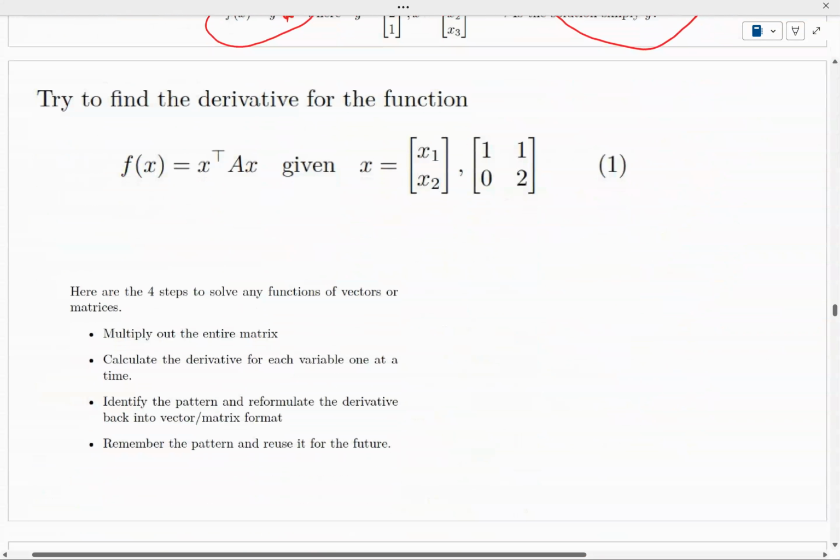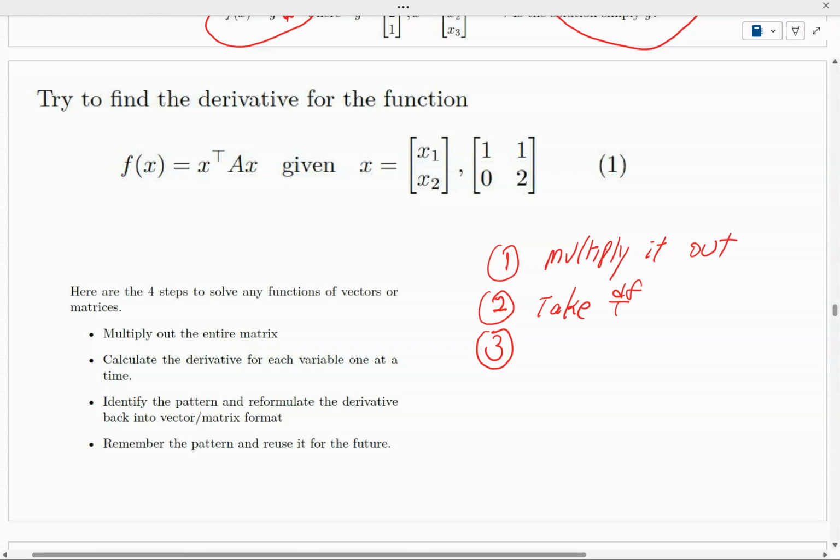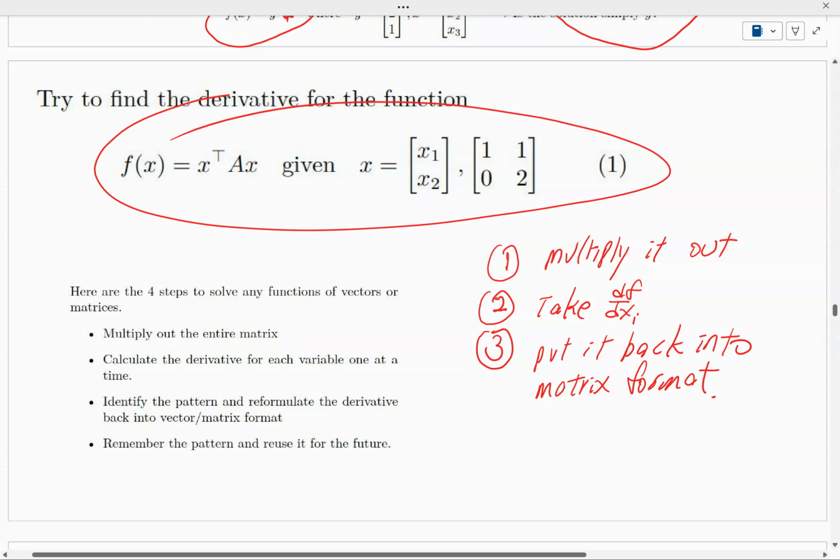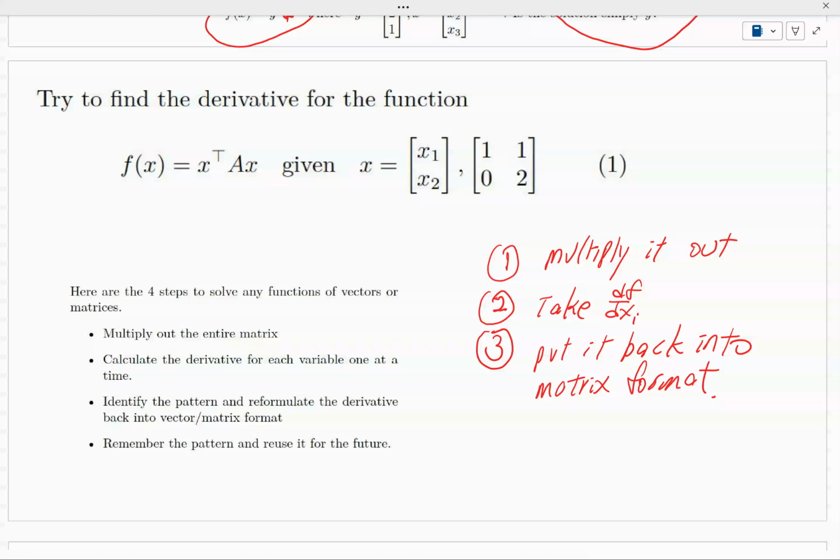All right, try to find a derivative for a function. Now that we've gone through steps 1, 2, 3, one more time: step 1 is multiply it out. Step 2 is take the derivative one at a time. And step 3 is put it back into matrix format. This one is a bit tricky, but give it a try. Pause the video and you can go from there.